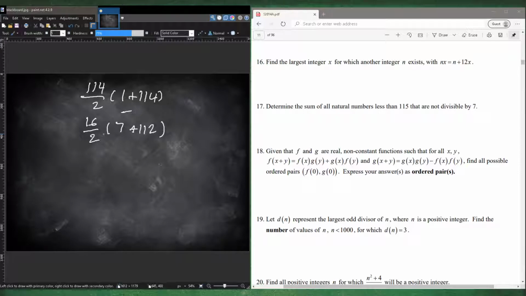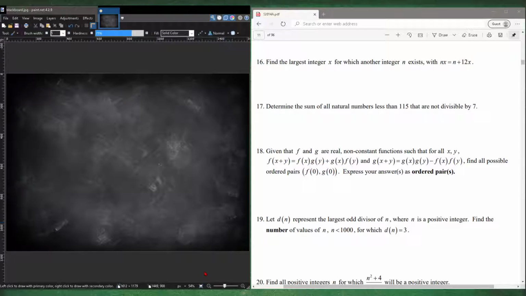So that is 114 divided by 2 times 1 plus 114, and then 16 divided by 2 times 7 plus 112. Subtract both these numbers together, and you get 5603. And that's your answer for number 17.